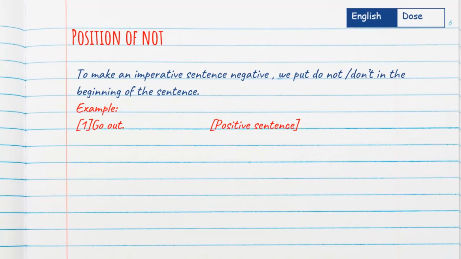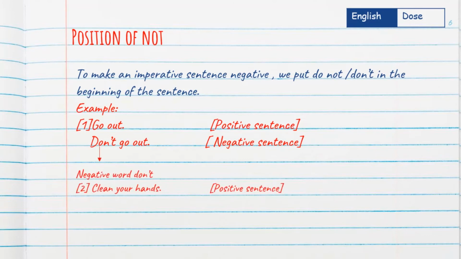Now, what is the verb here? Go. So, before go, we have to place don't or do not to make it negative. Don't go out would be the negative sentence. Don't is the negative word. Second example: clean your hands.